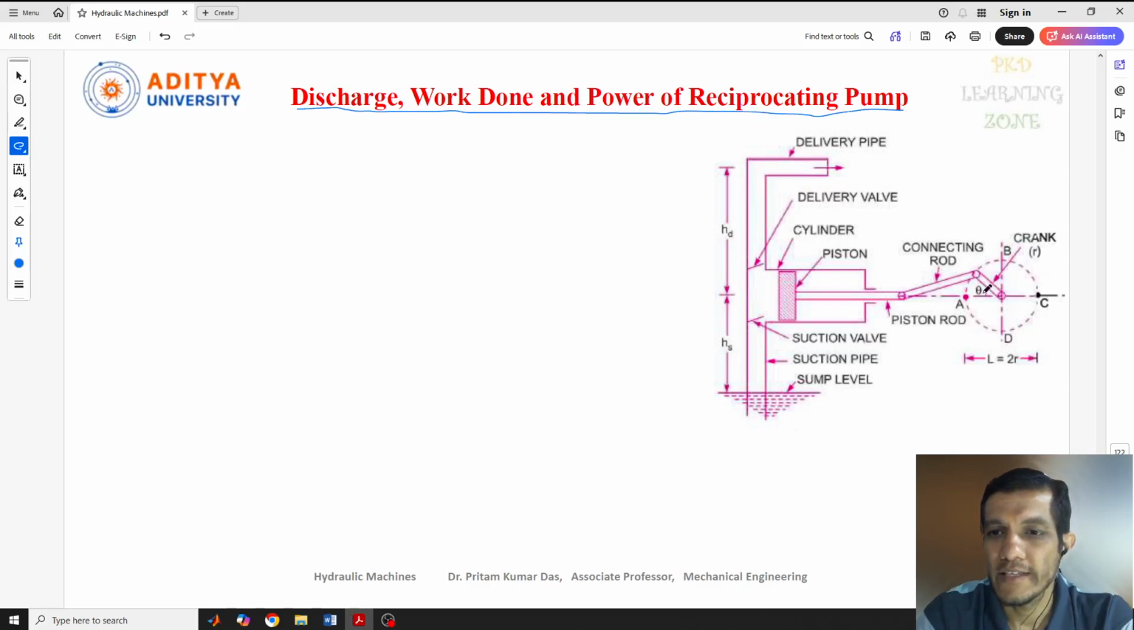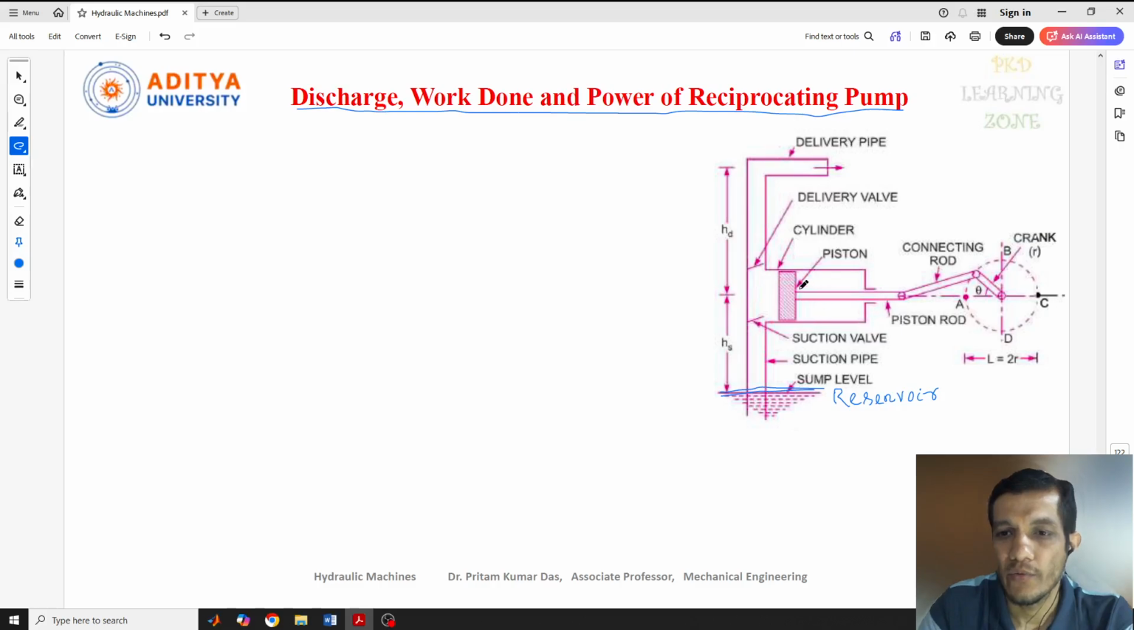This is the schematic diagram of the reciprocating pump, which I have taken from the textbook. Before deriving the equation, let me give a brief idea of how it works. This is the sump level, or we can call it a reservoir of liquid or water. This is the schematic view of the pump.